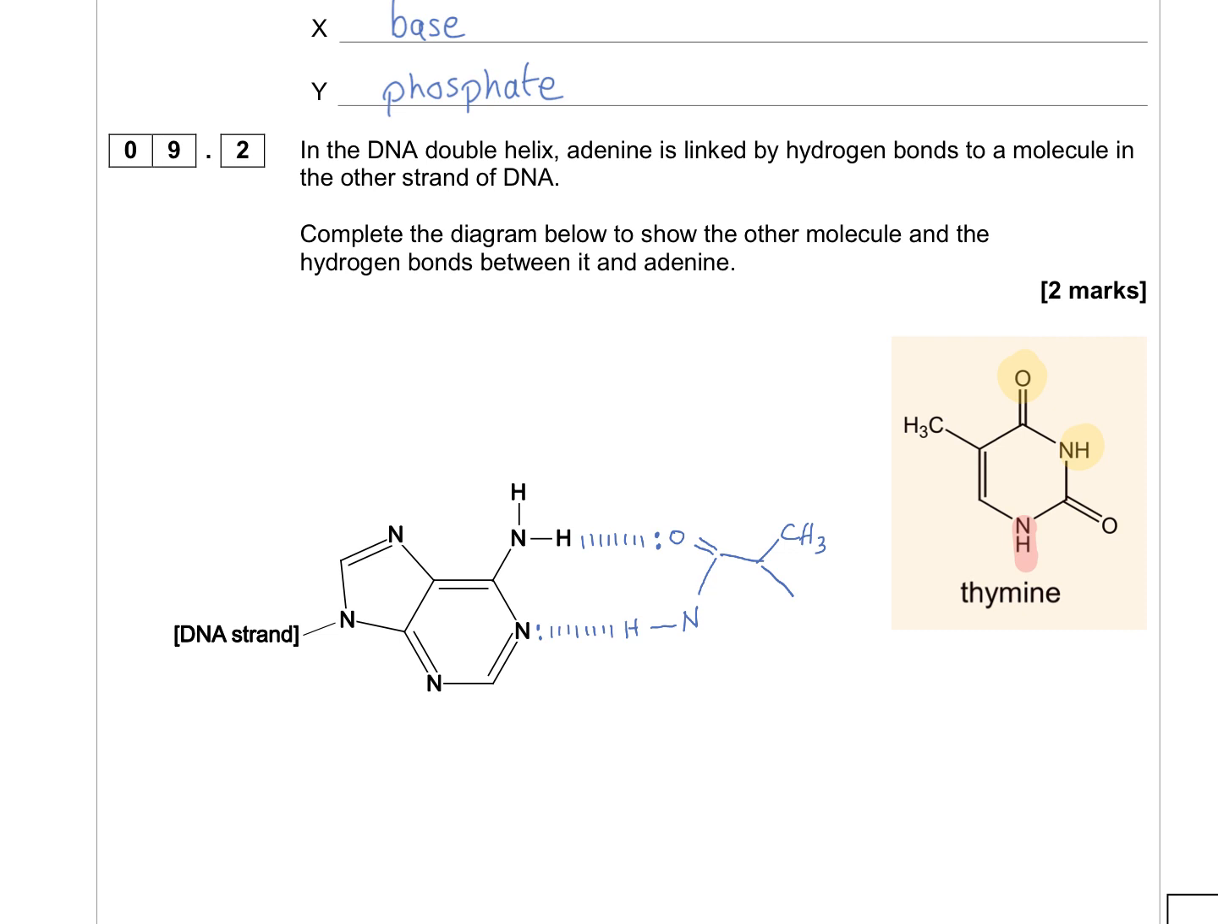So this is quite tricky, but if you need to, rotate it in your head or on the page. Okay, and there you go.